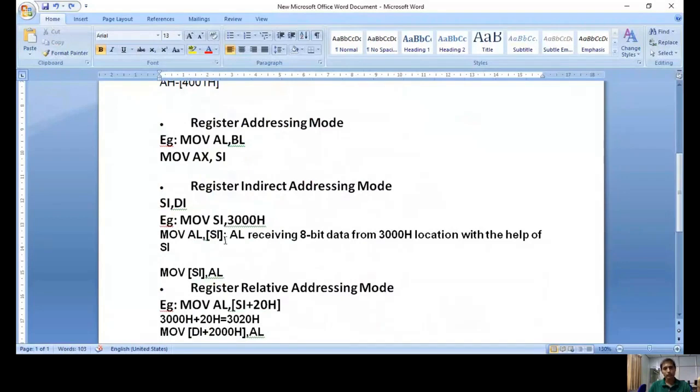Reverse is also possible. Base indexed means the base register and index register both act like indirect registers, like SI and BX. So AL takes data from the sum: base added, index added, and an 8-bit or 16-bit address added. The total address would be the sum of SI plus BX plus an 8-bit address, 20H or some other. That is the new address. From that address, the data present there is sent to the AL register. Like that, we can analyze addressing modes.